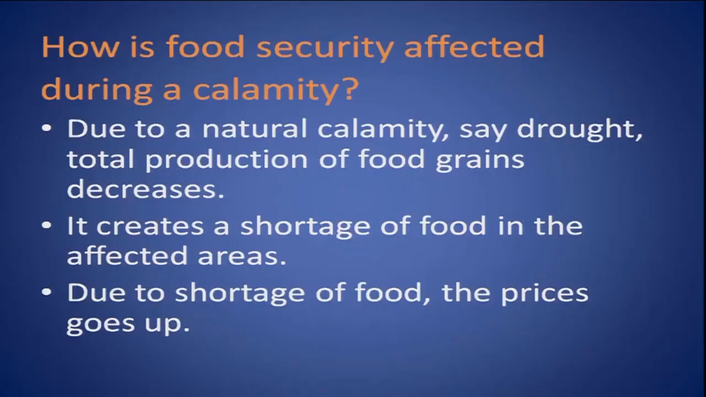Now, how is food security affected during a calamity? I have told you that during natural calamities and disasters, people face a lot of food insecurity. But how? Due to a natural calamity like drought, the total production of food grains decreases. So if production decreases, there will not be plenty of food grains available in the country. This leads to shortage of food, particularly in the affected areas.